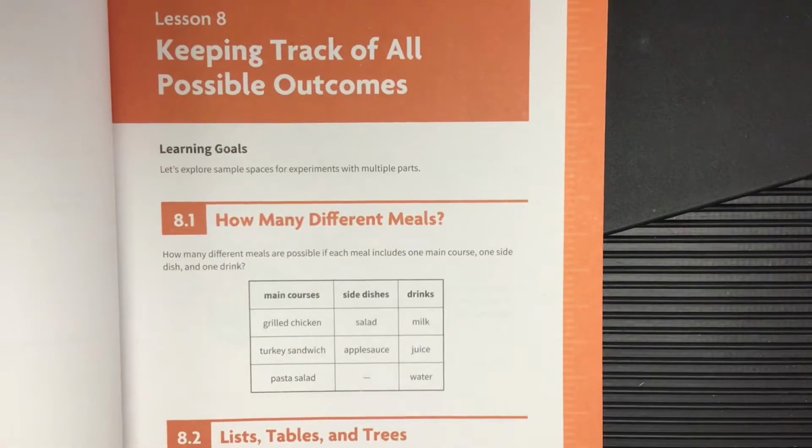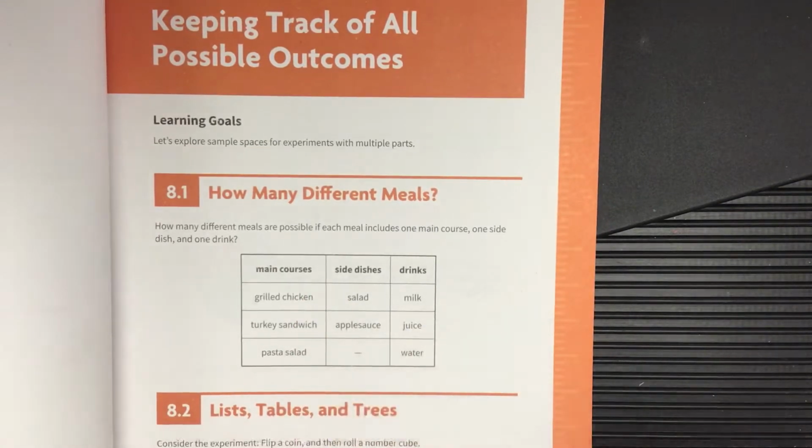So first question, how many different meals are possible if each meal includes one main course, one side dish, and one drink? I will give you about 30 seconds to come up with a total. Maybe you've seen a problem like this and you already know the answer. I want to give everybody a chance to try it. How many total different meals could you get? Got to get one main course, one side, one drink. I'll give you about 30 seconds to write down what you think the answer is. How many different outcomes you could have.